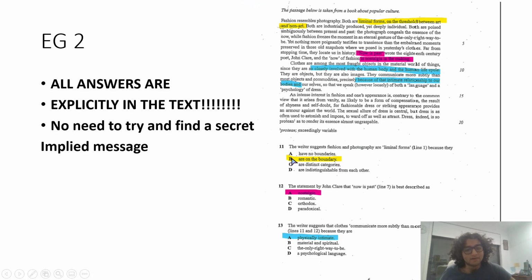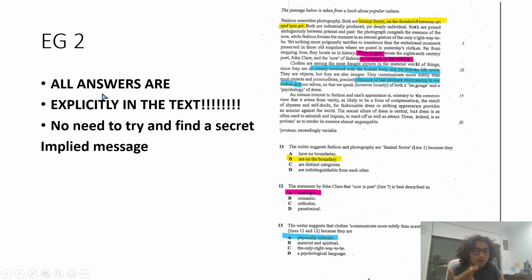So B is on the boundary. This question has two meanings. It's to check that you know what the word liminal means, or you're able to check the evidence. So if we look at this very first sentence, both are liminal forms on the threshold between art and non-art. Threshold means the boundary. Oh, it explicitly says they're on the boundary. It directly says the answer.